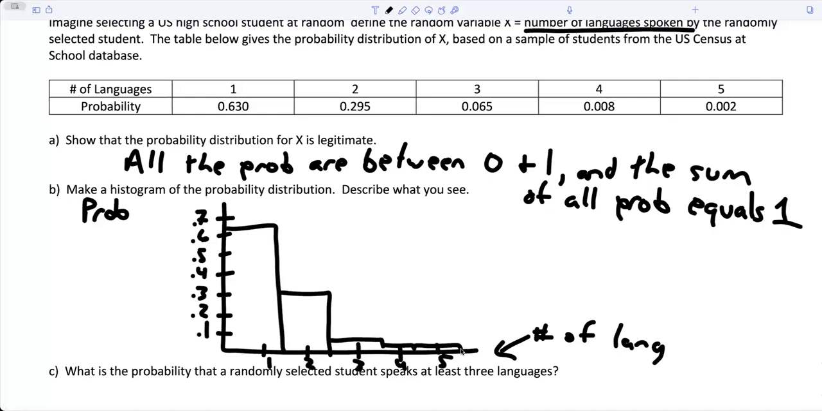What's the shape of my distribution? Skewed. It is right skewed, which makes sense, right? In the context of the problem. It is much less common for a randomly selected student to speak 4, 5, 6 languages than 1.